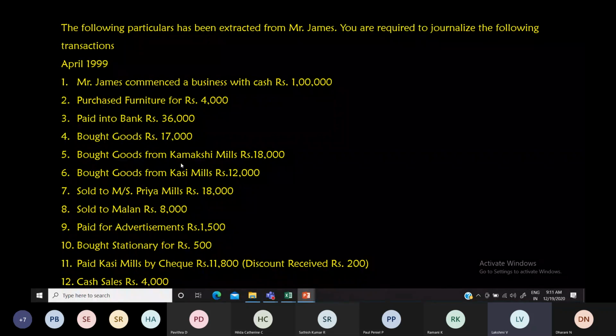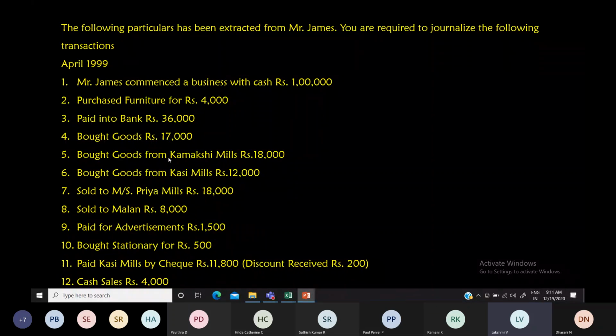Whereas in this transaction, if you see bought goods from Kamakshi Mills, here the name has been given. So this is to be considered as a credit purchase, because if they had given for cash, if they had included it here, then it will be considered as a cash purchase. But only if the name is given to you, you have to consider it as a credit purchase.